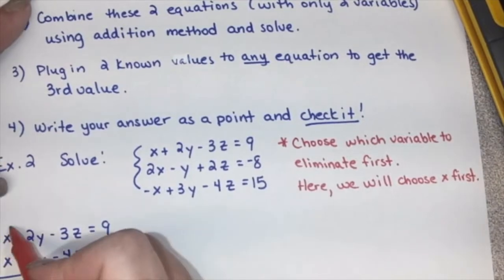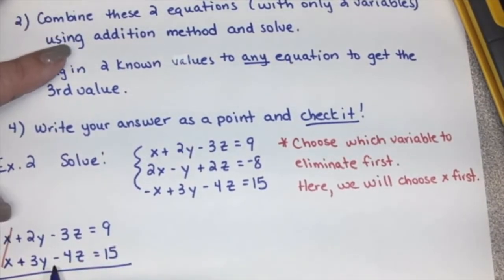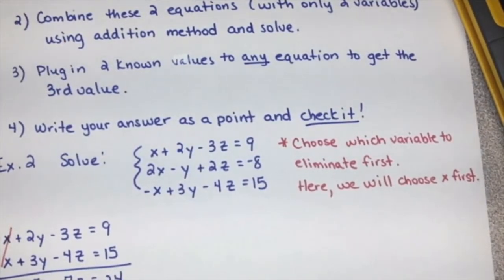Notice I don't even have to do any work, that's already going to happen. And then I'm going to get 5y minus 7z equals 24. I'm going to hold on to that because I'm not quite ready to work on it yet. So now I need to do this again.